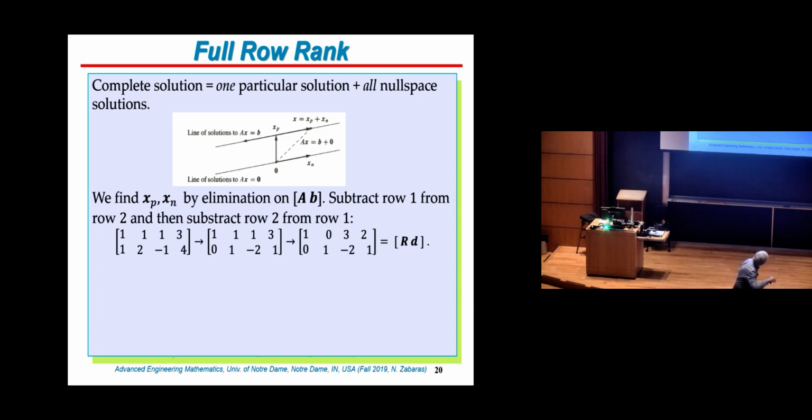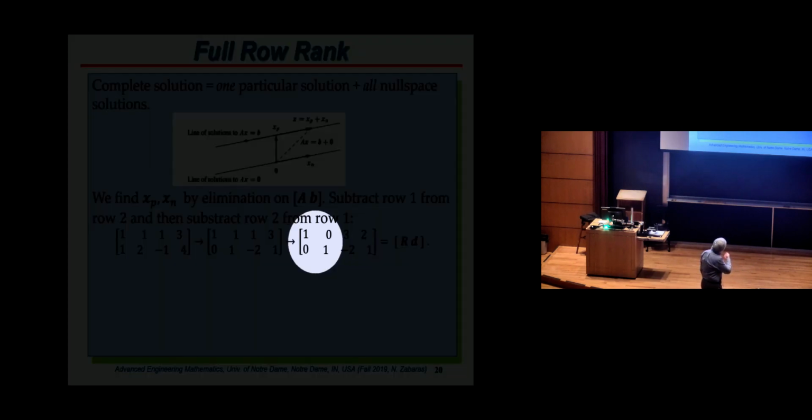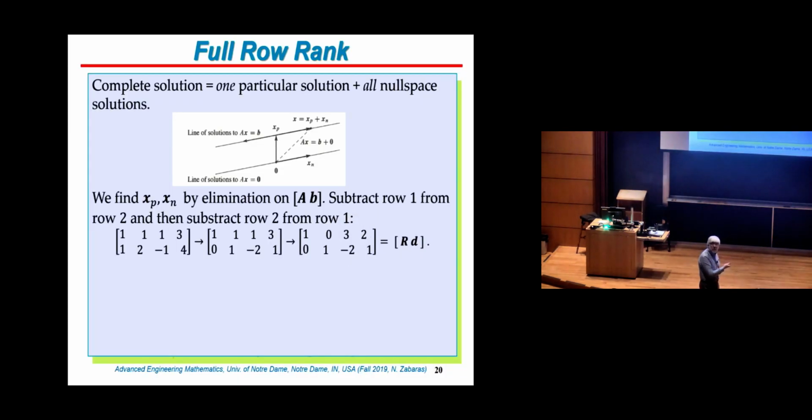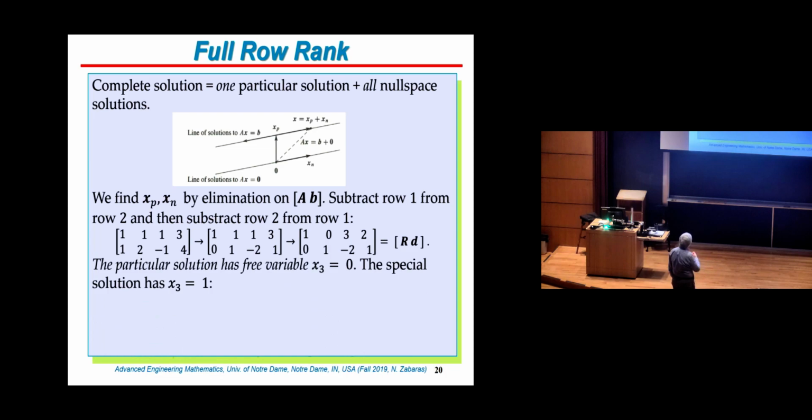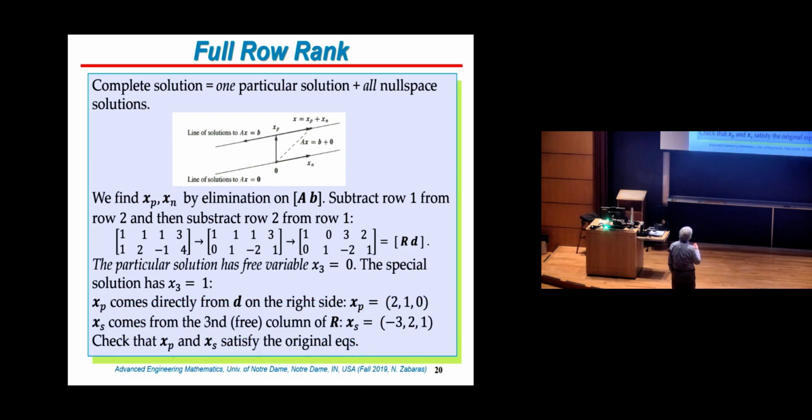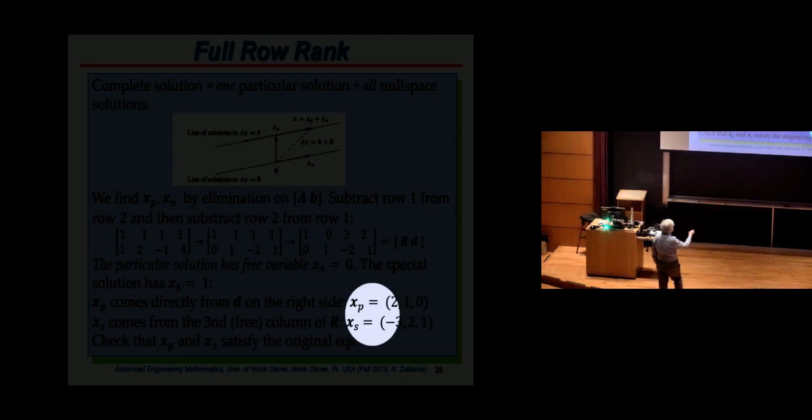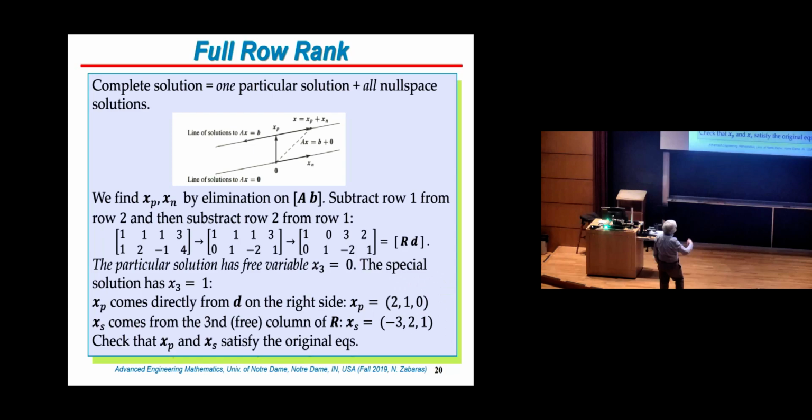Say it again? No, you missed something. What do we need to do to F? Negative F. So the solution will be -3, 2, and 1. And there is the answer. So the particular solution you told me is 2, 1, 0. All right, that's what we have. And the special solution is -3, 2, and 1.